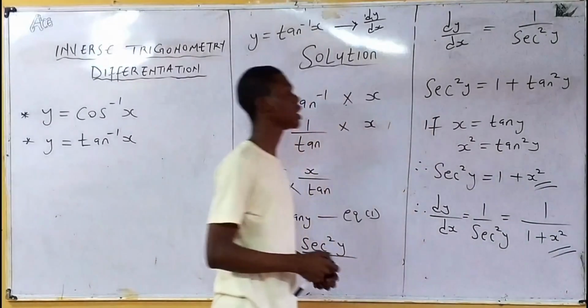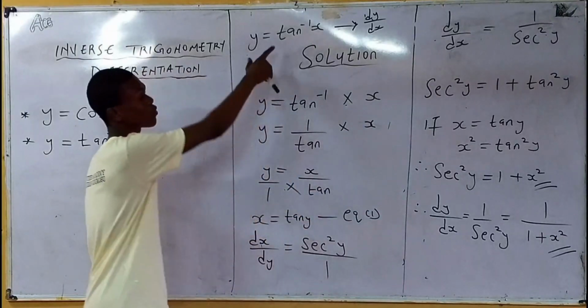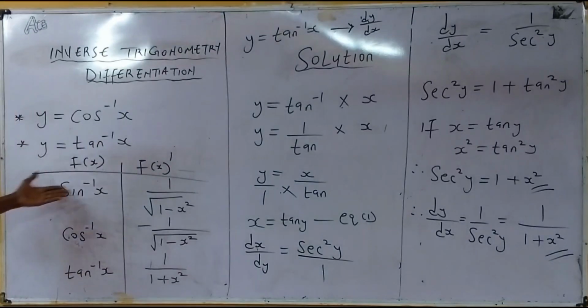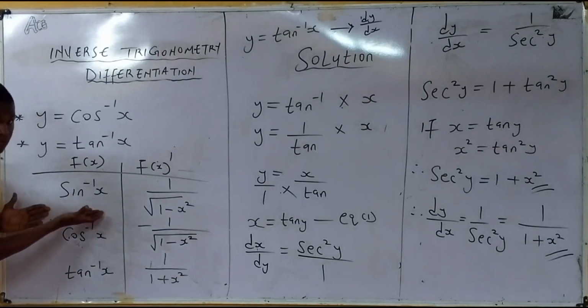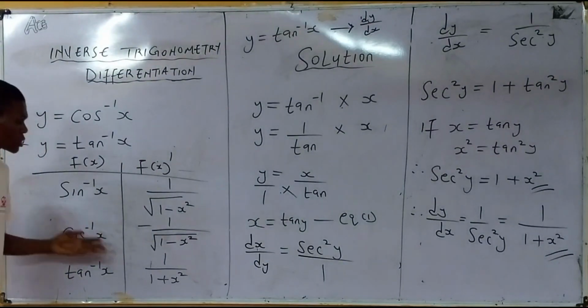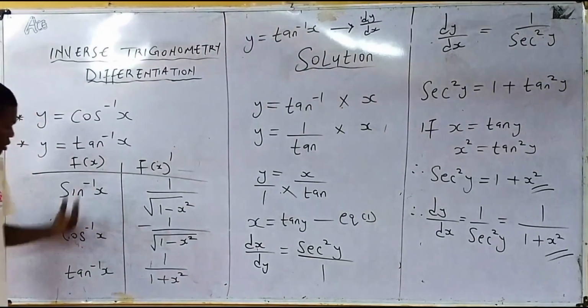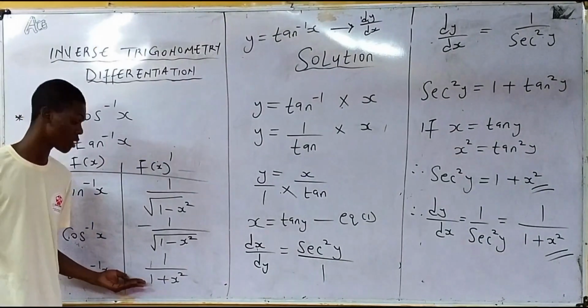And this comes to the end of this question. These are the final derivatives of the inverse functions of tan. We differentiated sine inverse of x, cos inverse of x, and tan inverse of x. Given this function sine inverse of x, this is the derivative. Given this function cos inverse of x, this is the derivative. Similarly, given this function tan inverse of x, this becomes the derivative.